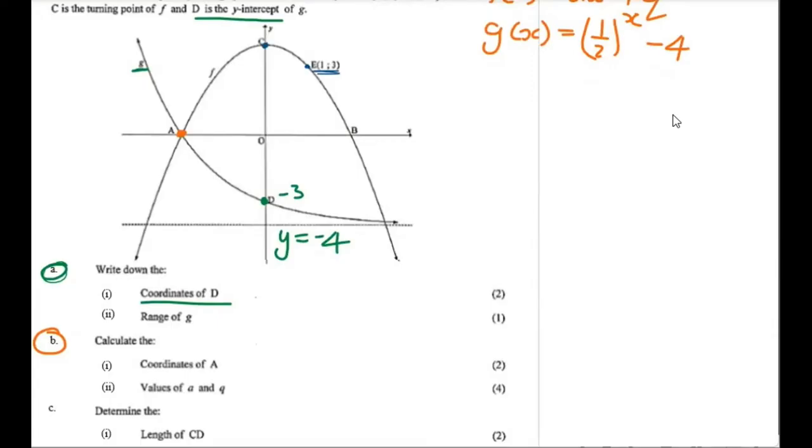So if we need the coordinates of A, you guys told me that that's so special because it's an x-intercept, which means y is equal to 0. So what are we going to have here? We're going to have 0 is equal to a half to the power of x minus 4.